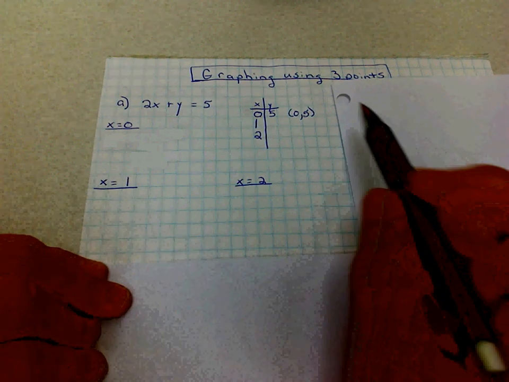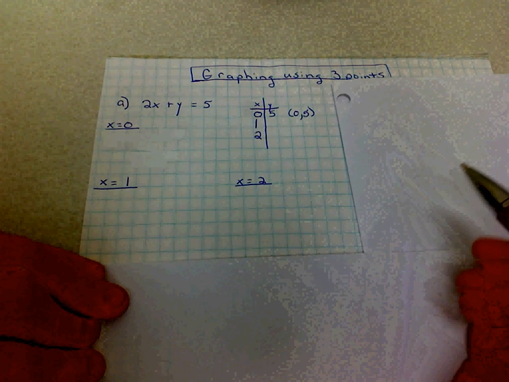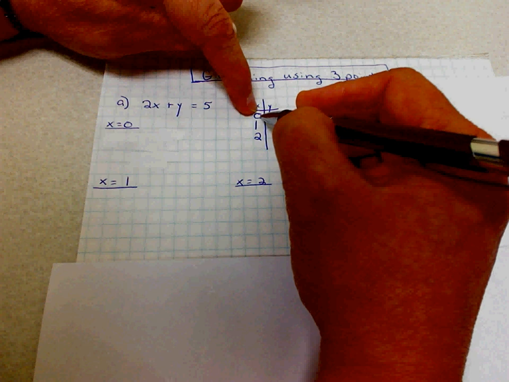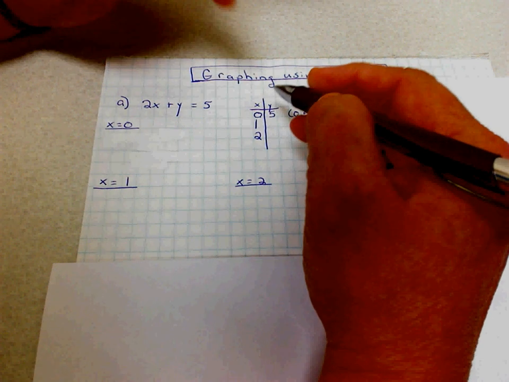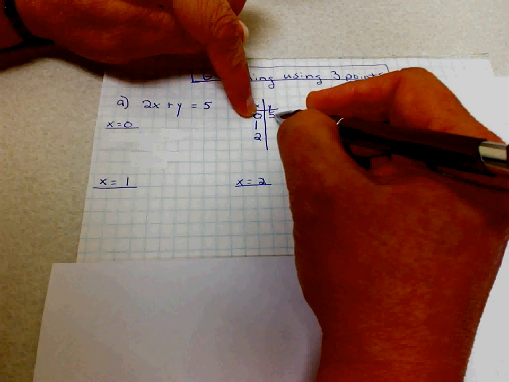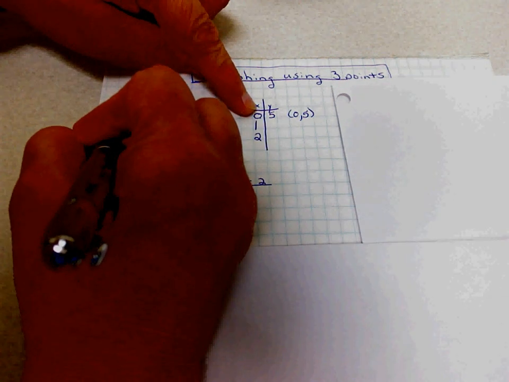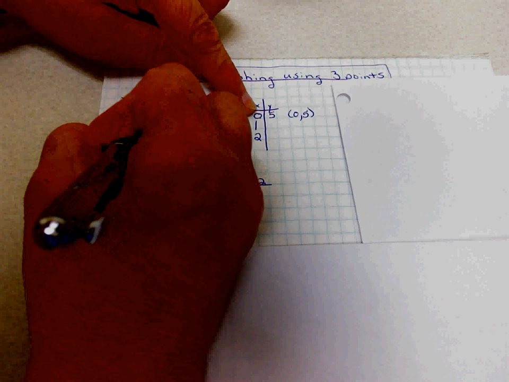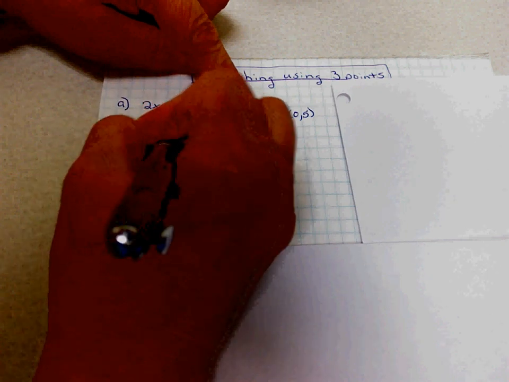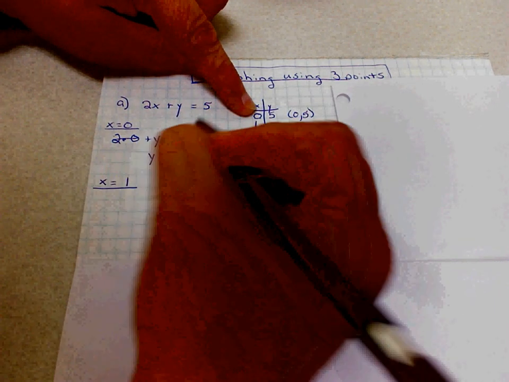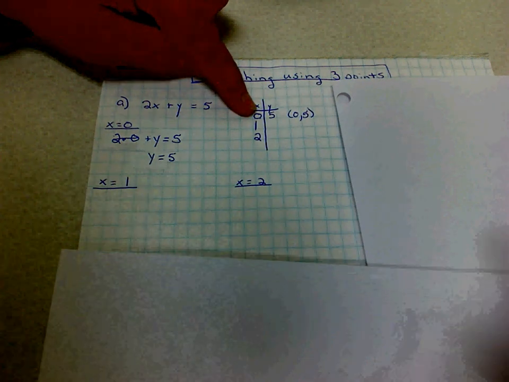Okay, we're going to graph using 3 points. Now if you remember from the coordinate system video, when x is 0 we have a point that lands on the y-axis. So if x is 0, then what we get is 2 times nothing plus y equals 5, and 2 times nothing is nothing. So our y value is 5, just like I already have written here.